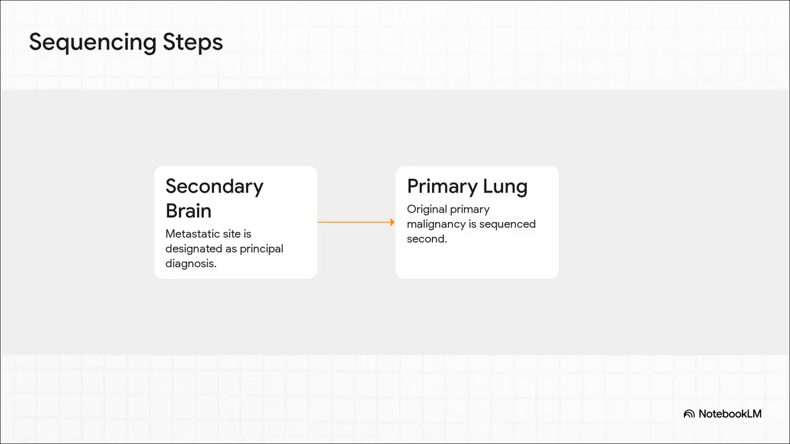Let's look at a real clinical scenario to see how this plays out. Imagine a patient has primary lung cancer, but unfortunately, it's metastasized to the brain. Today, they're admitted explicitly for a craniotomy to remove that brain tumor. So where is the clinical spotlight? It's right on the brain. Following the CMS guideline for the treatment of a secondary site, when an encounter is directed toward the metastatic site only, that metastatic site is designated as the principal diagnosis. So step 1, you sequence the secondary brain malignancy first. Then step 2, you sequence the primary lung malignancy second, even though that primary cancer is still very much present.